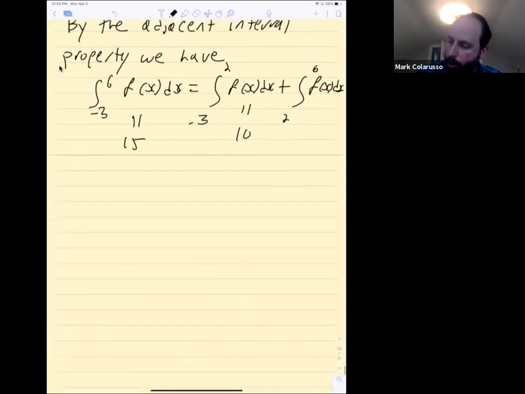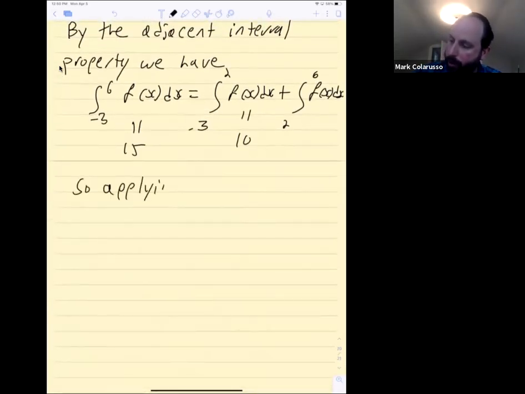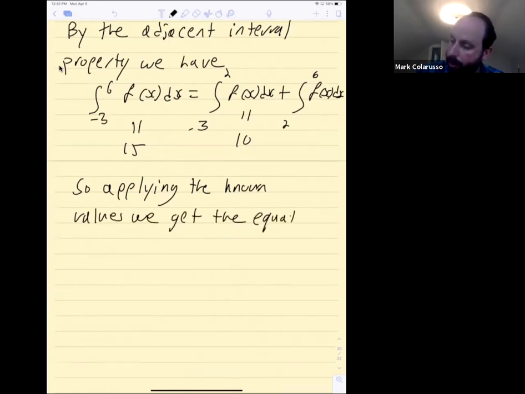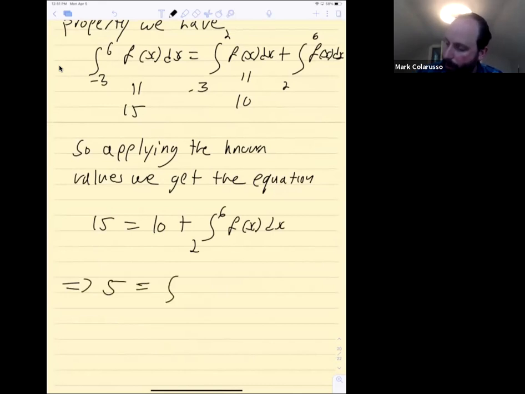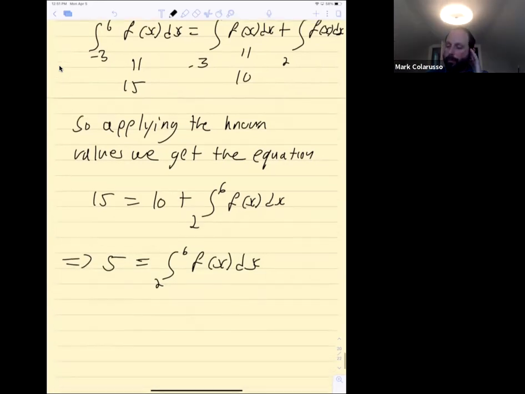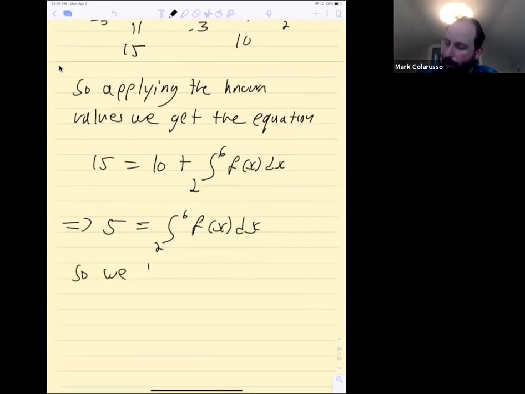So applying the known values, we get the equation 15 = 10 plus the unknown integral from 2 to 6 of f(x) dx. And so this is 5 equals the integral from 2 to 6 of f(x) dx, since 15 minus 10 is 5. And so then we've got the value of the unknown integral. So we found the value.